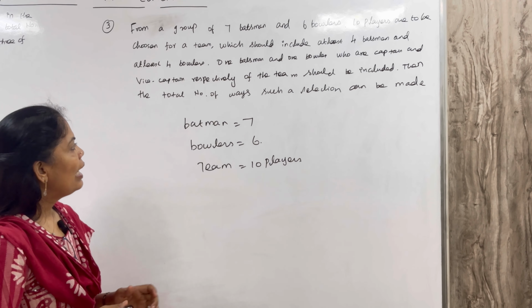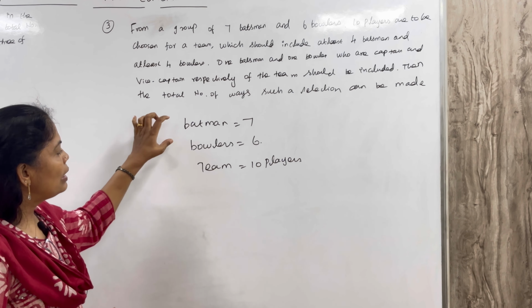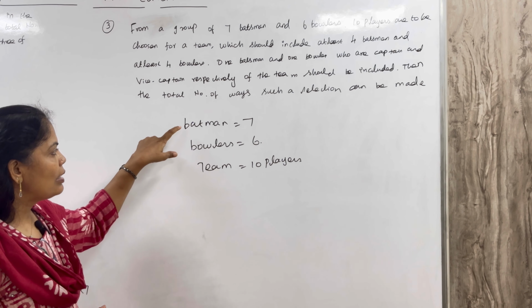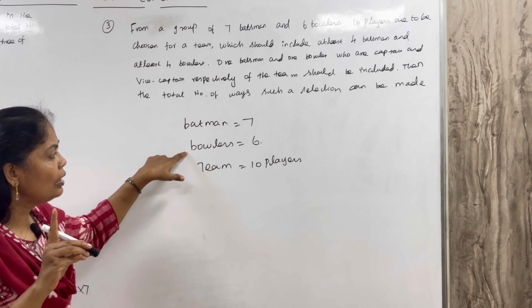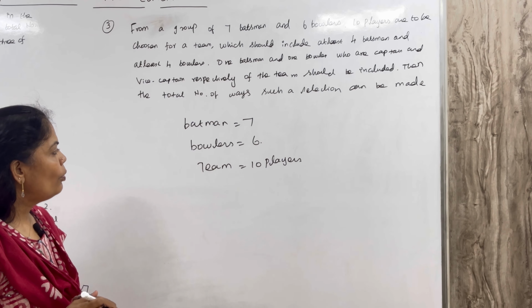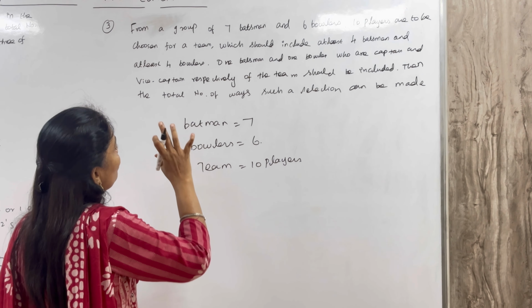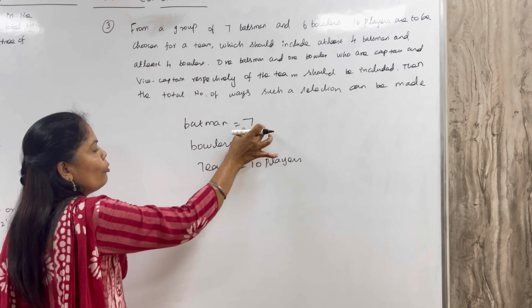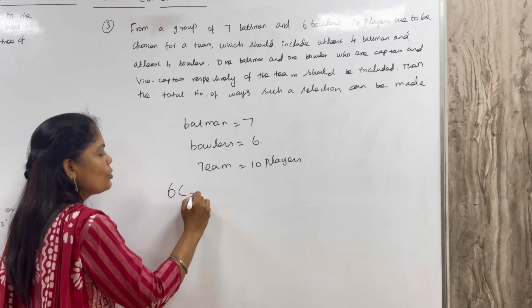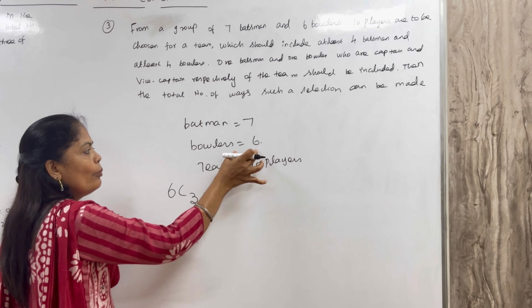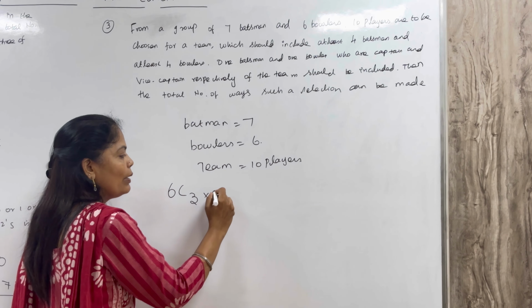So now, already in the team they have chosen one captain and vice captain from 7 and 6. From the 7 batsmen they have chosen one captain. From the 6 bowlers they have chosen one vice captain. Now we need 3 batsmen and 3 bowlers for the team. Now 1 batsman is already chosen, so from the remaining 6 people I have to choose 3, right? And how many bowlers are there? Because 1 is chosen as vice captain, the remaining 5 people are there.